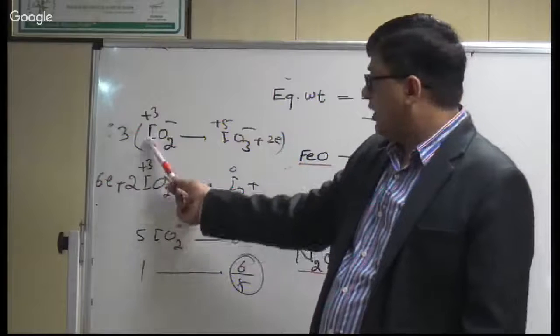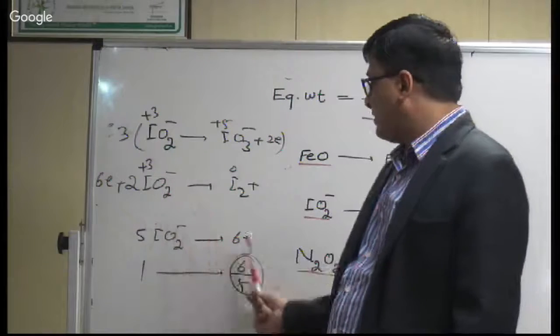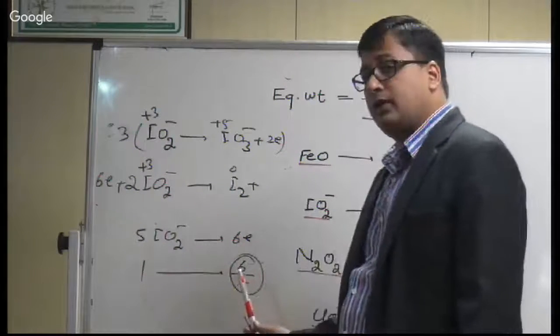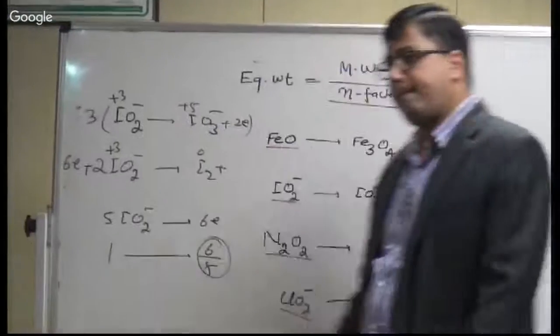So 3 plus 2, 5. 5 IO2 minus transfer 6 electrons, so 1 will transfer 6 by 5. So 6 by 5 will be the n factor. Simple.